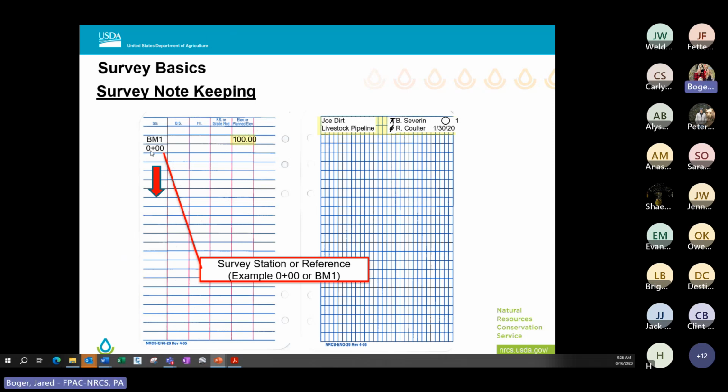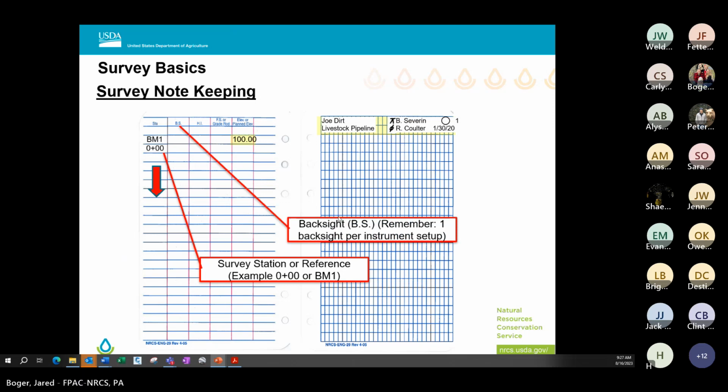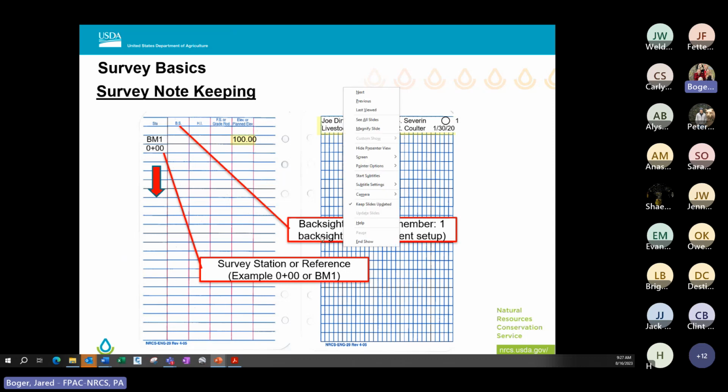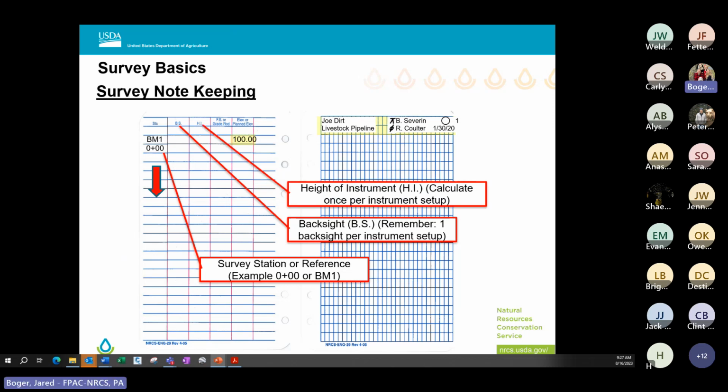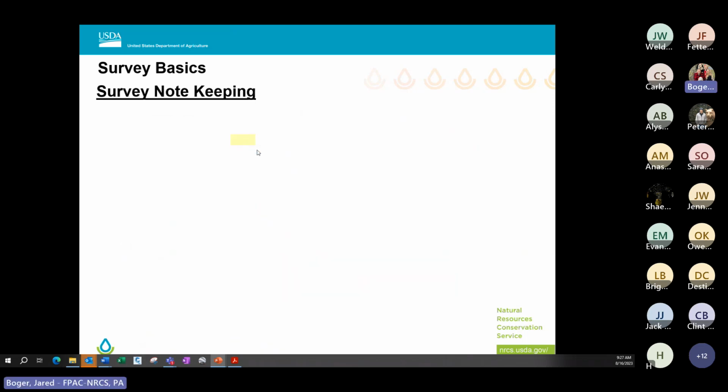Like I said before, this is hard to explain, but we'll understand it a little better once we get out there and do it. Your first station is always your benchmark. So we're going to assume a planned elevation of 100. Our backsight is our first initial point to establish our HI, and HI is your height of instrument. Your survey reference is your benchmark, with an assumed benchmark elevation of 100.